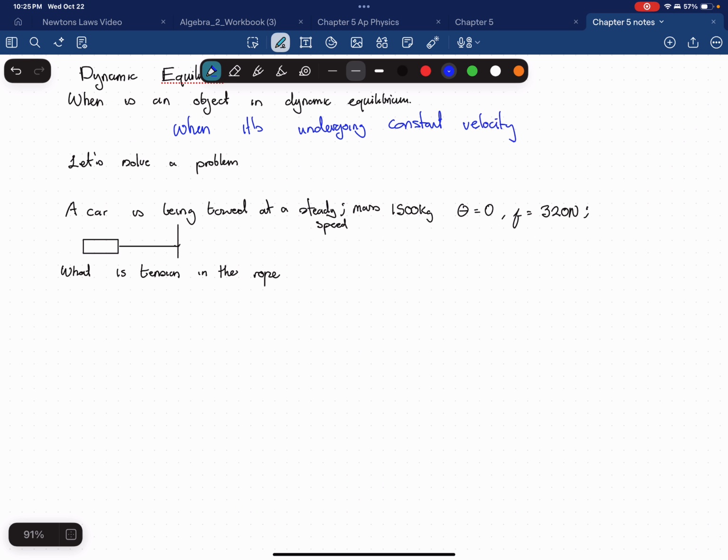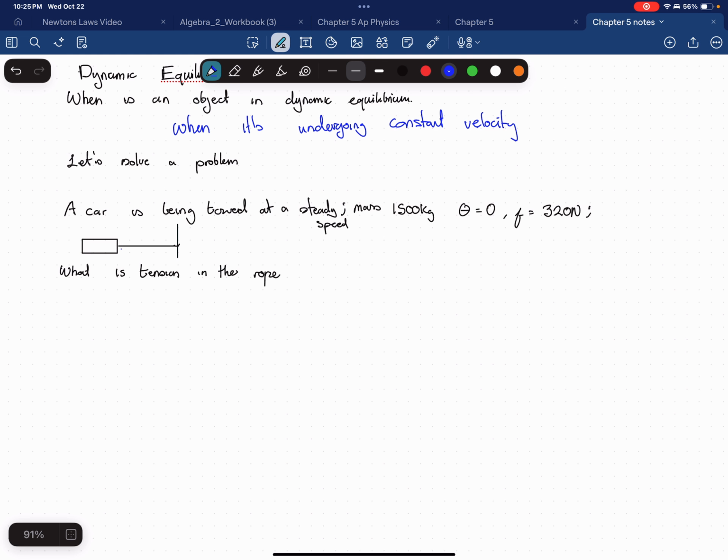All right, let's try a simple example. A car is being towed at a steady speed. The mass of the car is 1,500 kg, and theta is equal to 0. So as you can see, it's been towed. This is my car here, and the line is just straight, and this is my truck. If I can draw that over here, my truck. It's unrealistic, but sometimes this is how they tow things. So what's the tension in the rope?